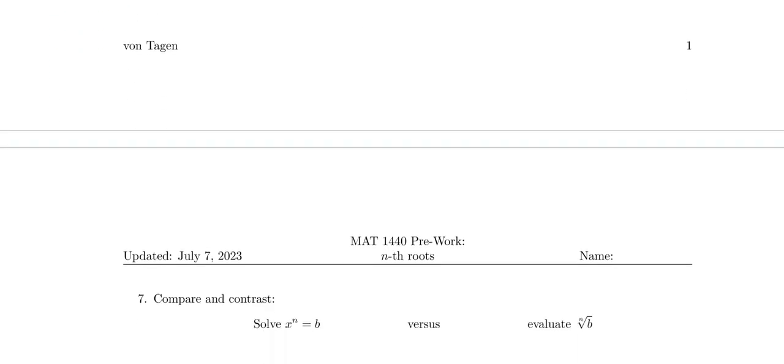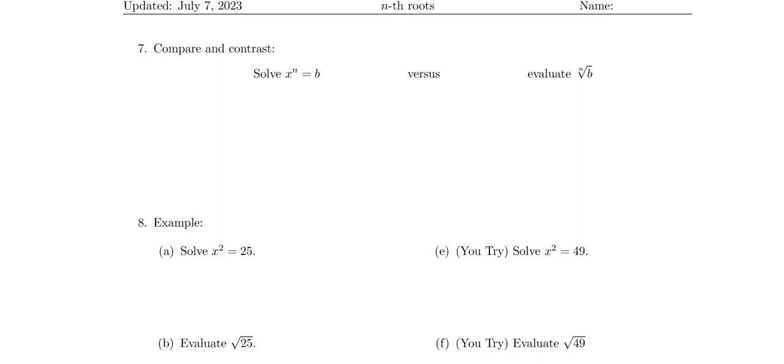So let's hopefully clarify that a little bit. I want you to compare and contrast these two statements here. Here we're being asked to solve x to the n equals b, versus over here we're being asked to evaluate the nth root of b. So here, first of all, there are n solutions to this equation. In this, we're doing a mathematical operation, and so if we want to think of that as a function, there is only going to be one solution, only one value that this evaluates to.